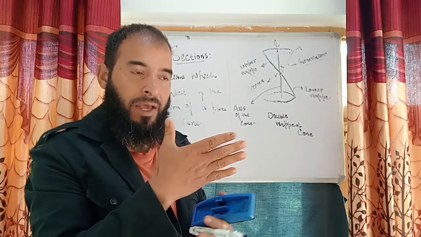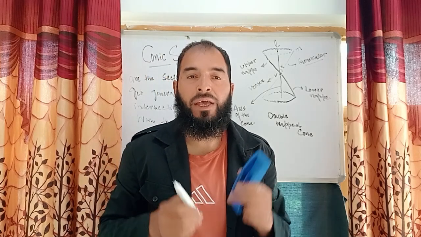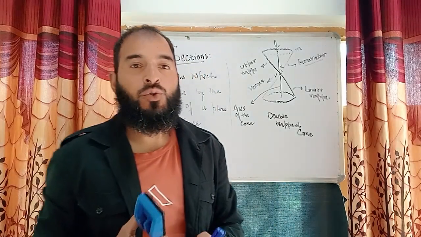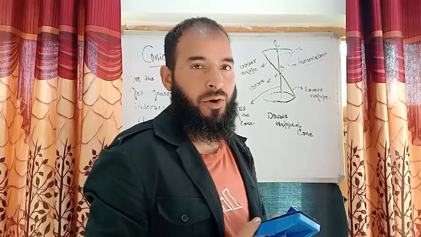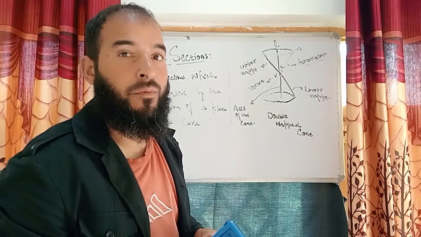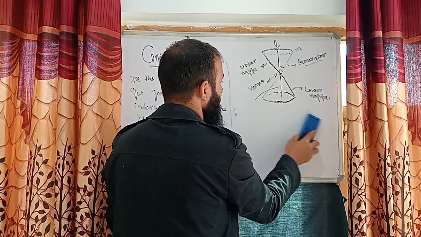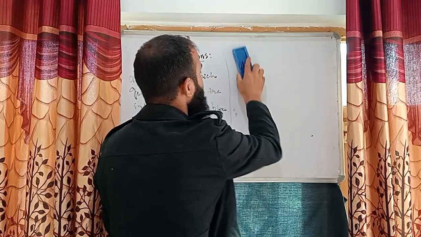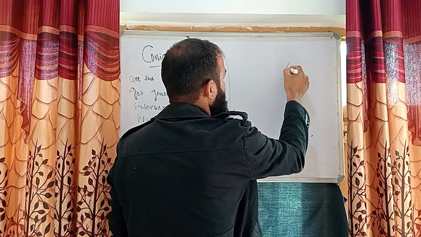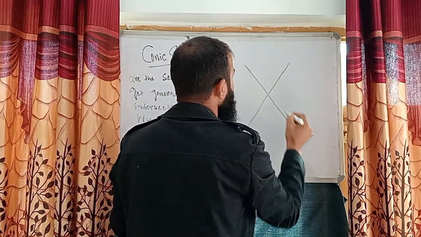take a blade and we cut that cone at different angles. So what sections will we get? We will see here how we get different sections of a cone. Suppose this is our cone.